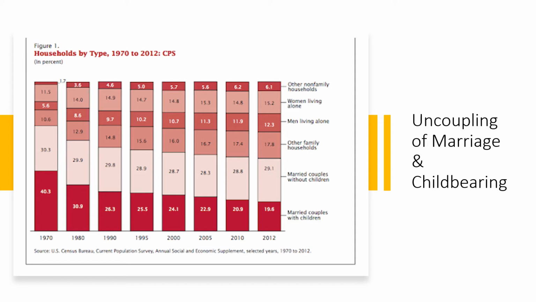So you can see from this graph, the married couples with children is declining, but married couples without children is staying about the same. So the reason for the decline in married couples with children is because fewer people are marrying, fewer people who have kids are getting married, and so they may be either cohabiting or living alone.